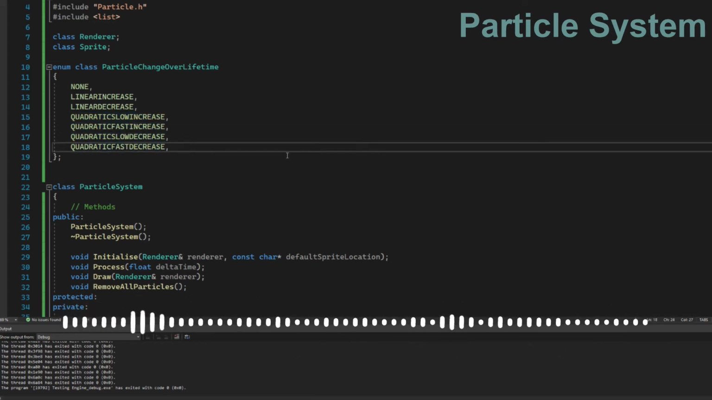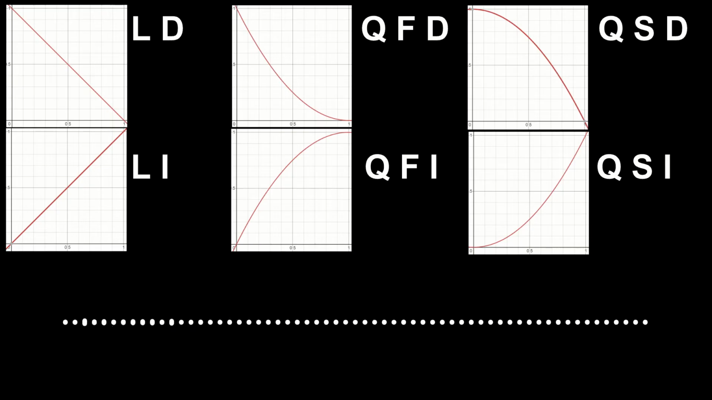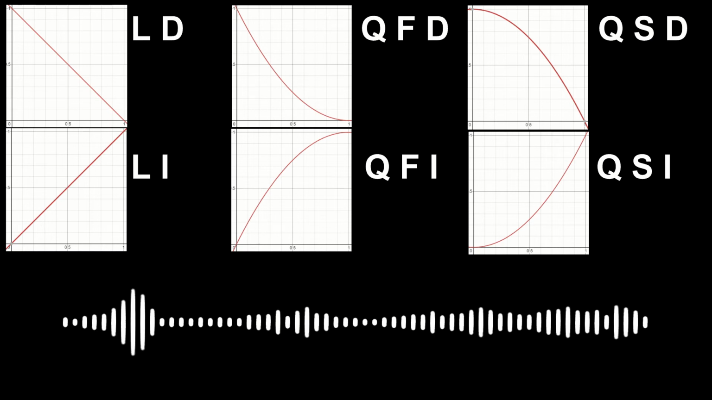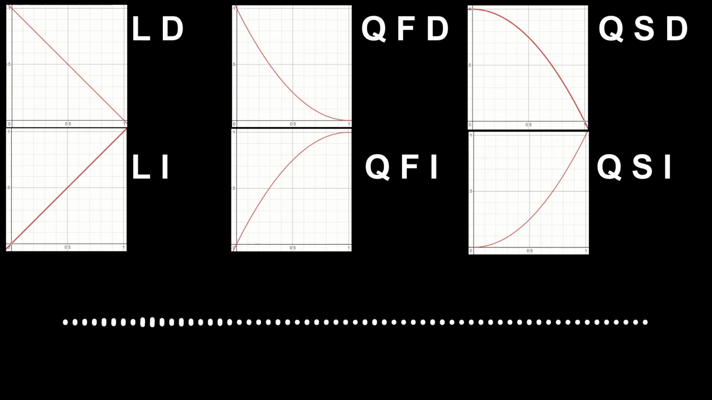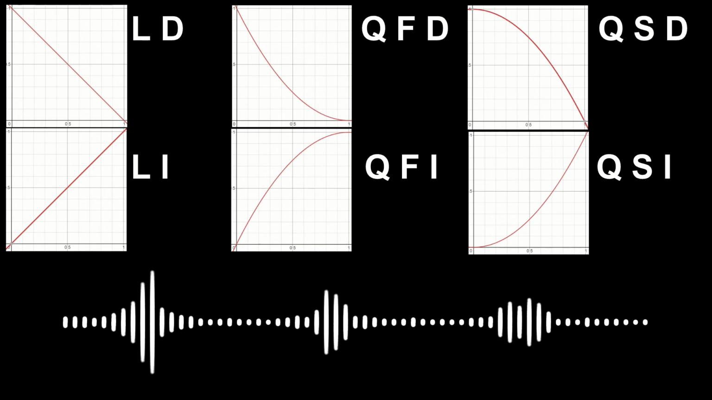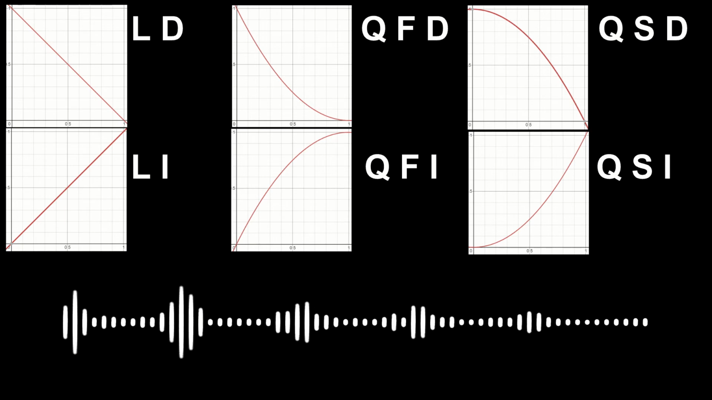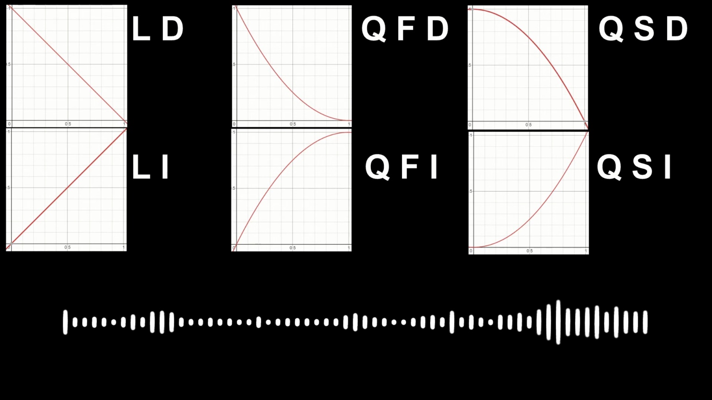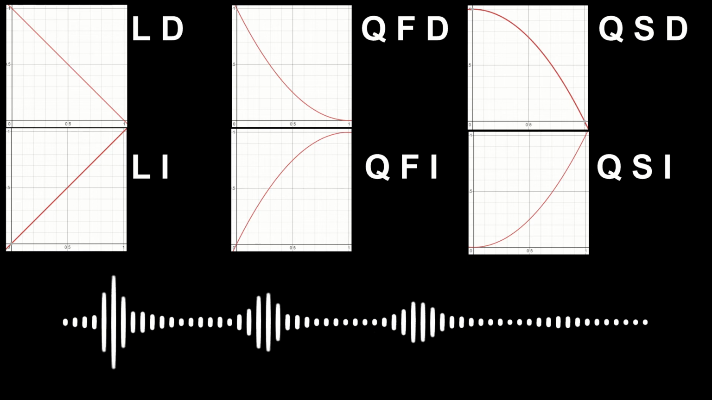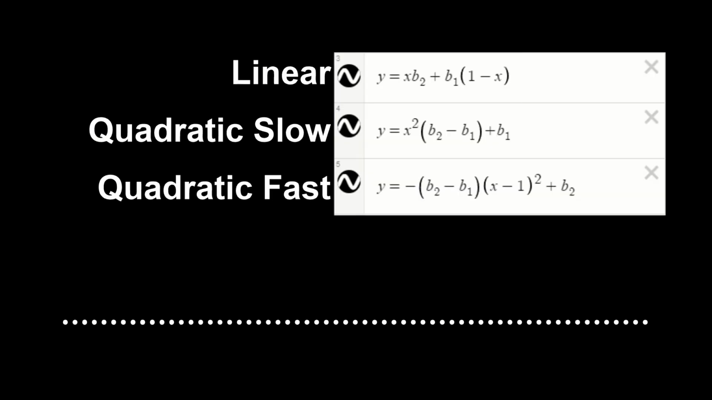quadratically fast decrease. On these six graphs, the x-axis is the time the particle has left to live, and the y-axis is the variable we are changing. To make these equations isn't too hard, we just need to write linear and quadratic equations where x equals 0 or 1 is the lower or upper bound of the variable. I've worked out these equations and they are on the screen. Feel free to work this out, it's a fun time.